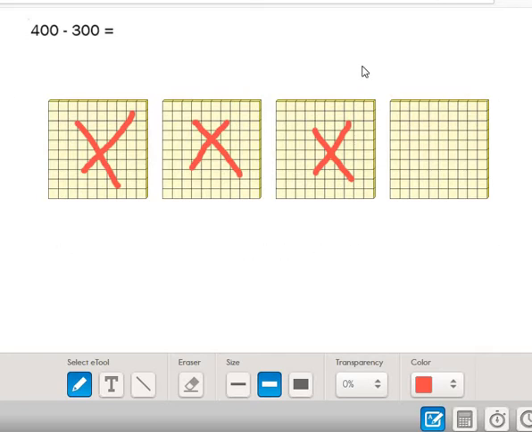Now, how many hundreds are left? 100. So, 400 minus 300 simply equals 100. It's so easy, right, grade 2? It's just like saying 4 apples minus 3 apples equals 1 apple. But instead of apples, we have hundreds. So 400 minus 300 equals 100.